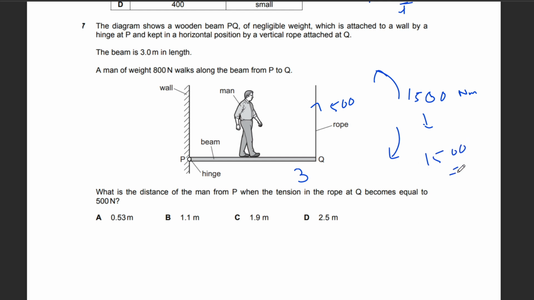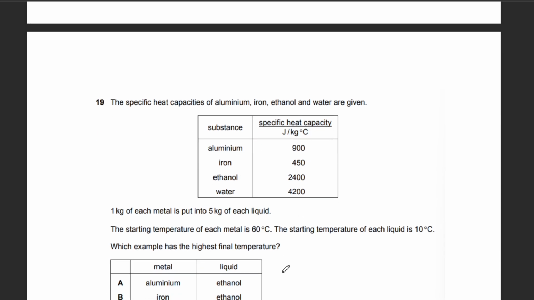Okay, so 1500 is equal to 800 into some distance. So D will be equal to 15 divided by 8, which is 1.875. And this is asking the distance from P, so we don't need to do anything anymore. So that will be 1.9 meters in 2 significant figures.